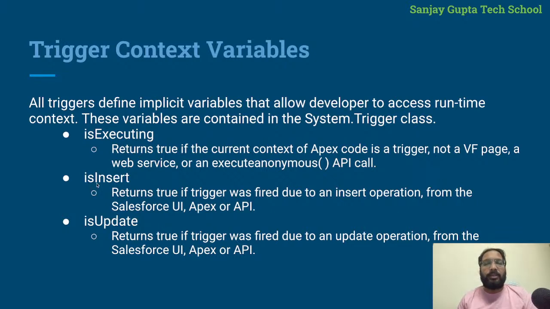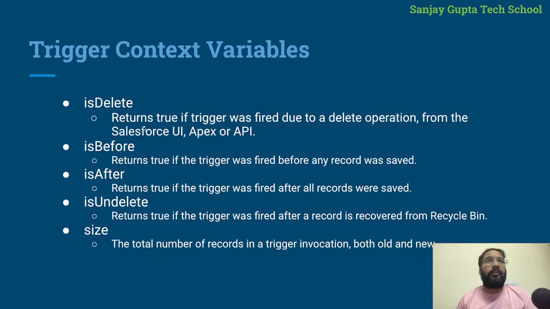Next is insert. Is insert will check whether the operation initiating the trigger is an insert operation or not. Then same for update. Then we have delete. Then we have is before, is after, is undelete, and size. So all these are context variables that we will be using in the code, right?